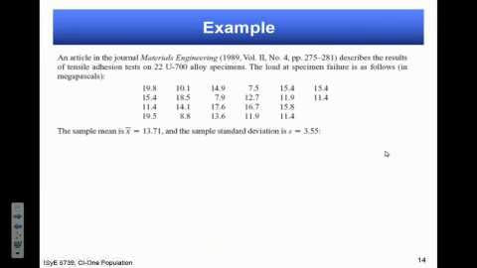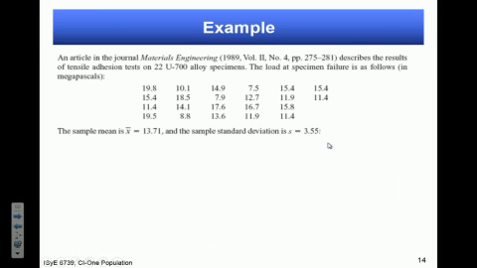So one example is this. As you can see, we have some alloy specimens, and we tested tensile adhesion. Basically, we measure the tensile adhesion. Then we have 22 specimens, and we want to find the two-sided confidence interval for the mean of tensile adhesion. Okay, so X bar is given as 13.71, and S is given as 3.55.